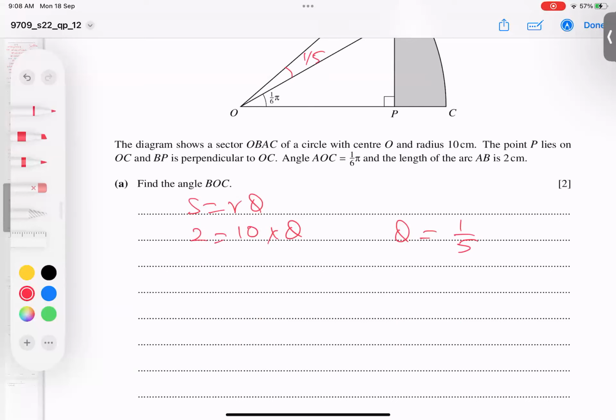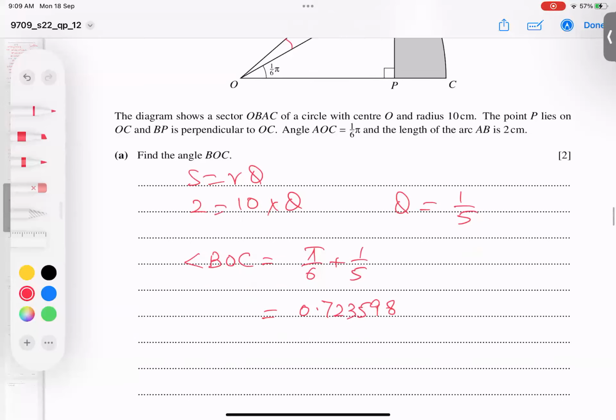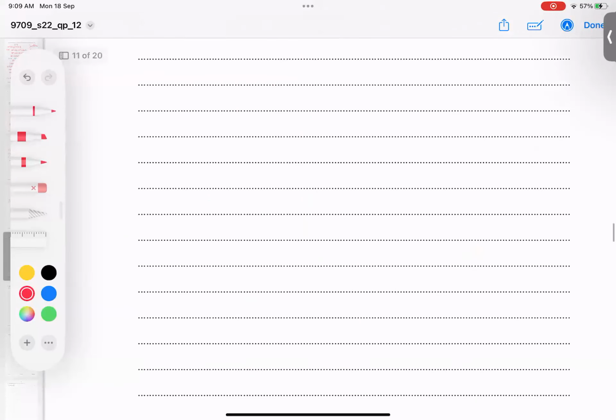Just add them. Simply add them. So what is the angle? Angle BOC is equal to pi by 6, already we have it, plus 1 over 5 or 0.2. And when I type in the calculator, it is giving me 0.723598. I think approximately we can write it as 0.724. Because it is not mentioned here, 3SF is the best idea, because whenever it is not mentioned, we always take 3SF. So this is over, and let's go for the next part.